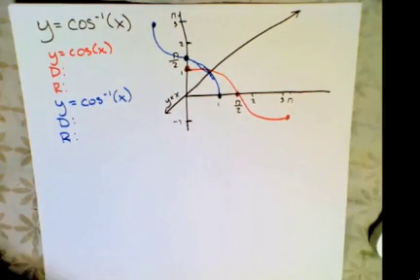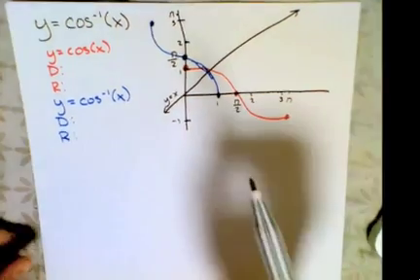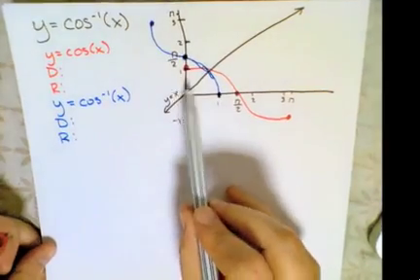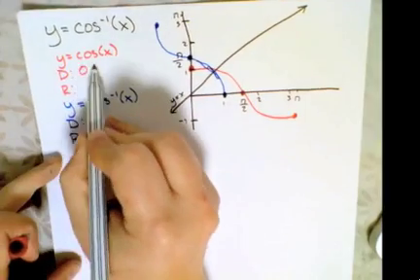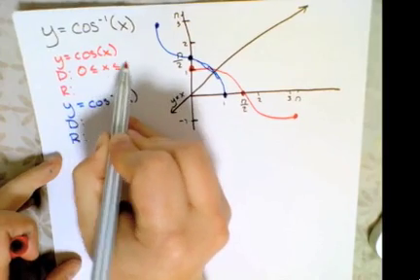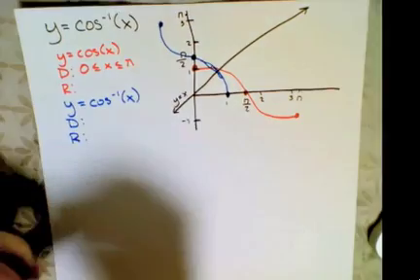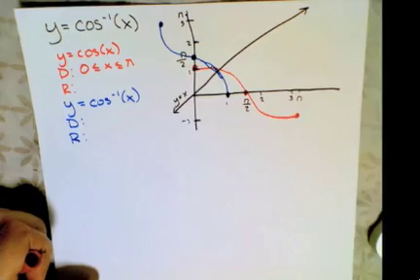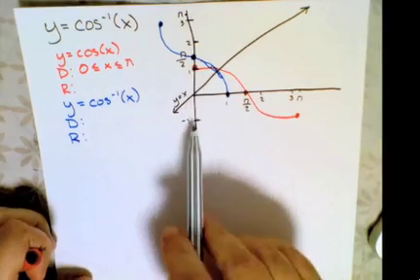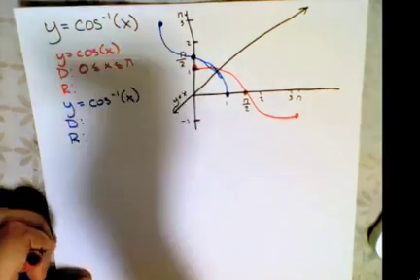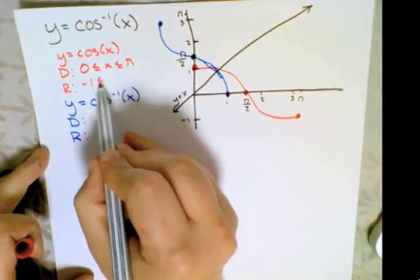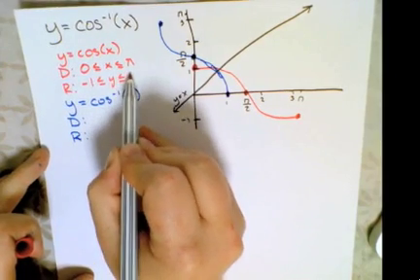now domain and range. The domain of cosine is from 0 to pi, so 0 is less than or equal to x is less than or equal to pi. The range is from negative 1 as the lower bound to 1 as the upper bound. So negative 1 is less than or equal to y is less than or equal to 1.